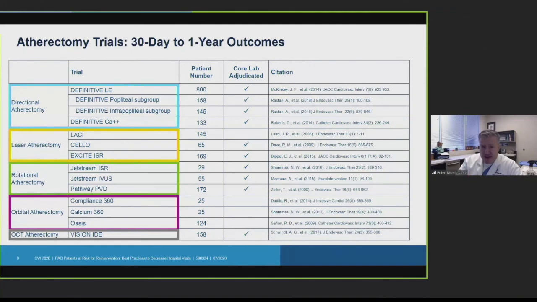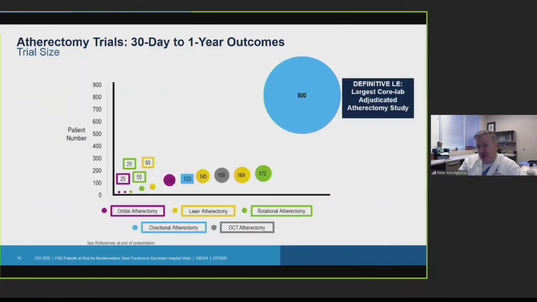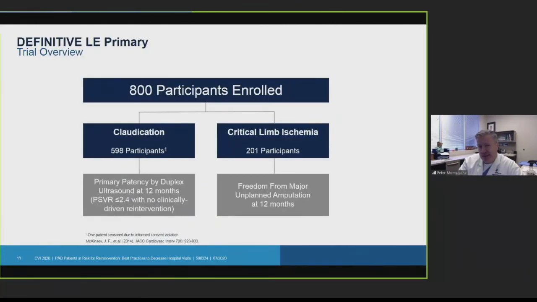There's quite a bit of data that exists in atherectomy, and it's worth highlighting here, especially in context of the data conversations we're having throughout this session, that when we talk about directional atherectomy, quite a few patients have been studied. So 800 patients within the DEFINITIVE trial series, also the largest core lab adjudicated study of atherectomy in lower extremity PAD. In DEFINITIVE LE overview, 800 patients were enrolled into the trial. Of these, approximately 600 were claudicants, approximately 200 with critical ischemia. And it monitored, with use again of directional atherectomy alone, primary patency by duplex at 12 months, as well as also monitored some safety data as well.